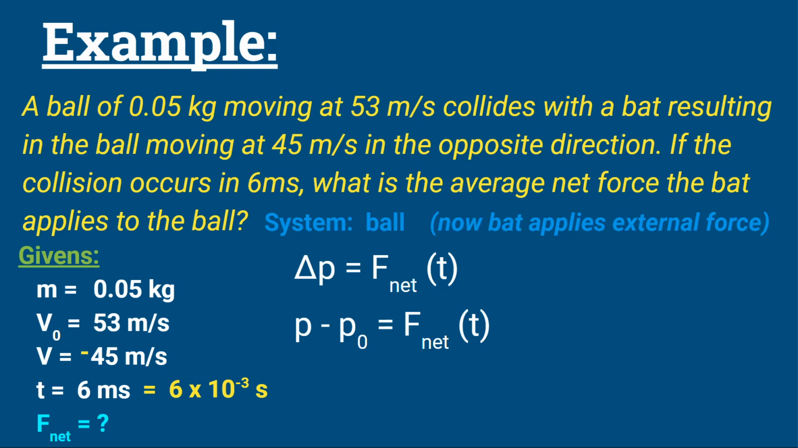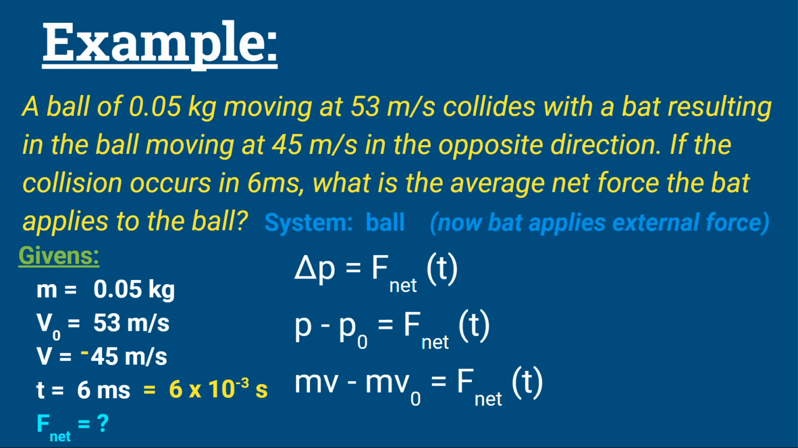And I know as well that momentum is mass times velocity. So my final momentum would be mass times final velocity. My initial momentum would be mass times initial velocity. So now I have mv minus mv naught equals net force times time. Okay, and now it looks like I have the variables that I need. If you look at the list of variables that I've labeled as my givens, I have everything that it needs to go in there.